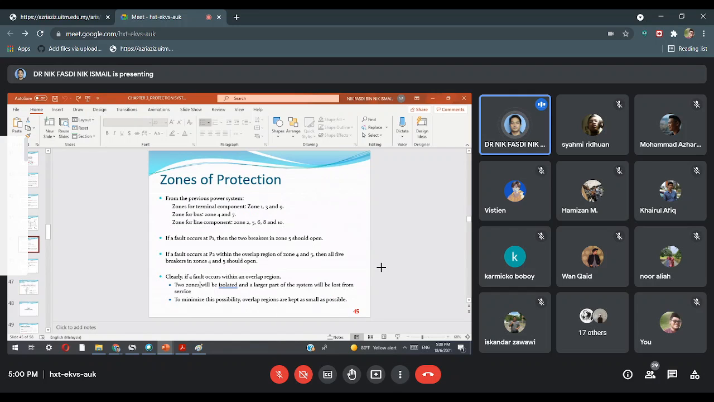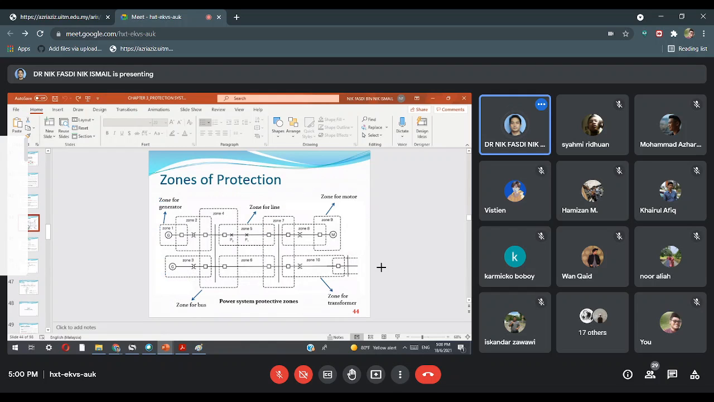Okay, clearly if fault occurs within the overlap region, two zones will be isolated and a larger part of the system will be lost from service. To minimize this possibility, overlap regions are kept as small as possible. So logiknya you tak boleh besarkan overlapping zone sebab nanti contoh kalau berlaku fault kat sini, you terpaksa trip all the breaker ni semua. Jadi dia akan effect banyak lah. We try to minimize the overlapping zone. Tu biasalah design dekat protection designer, dia akan cuba minimize the overlapping zone.